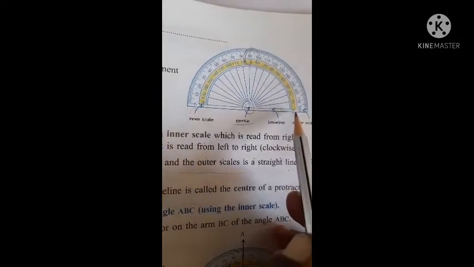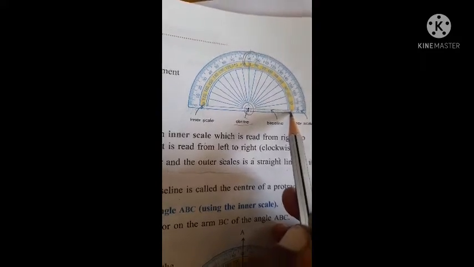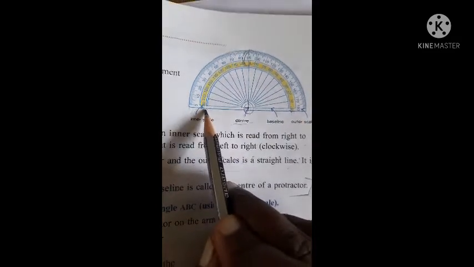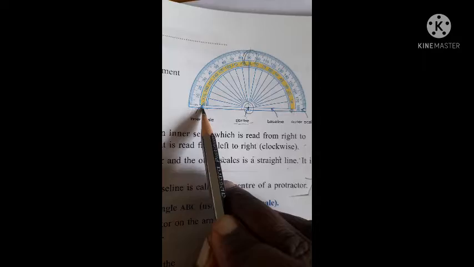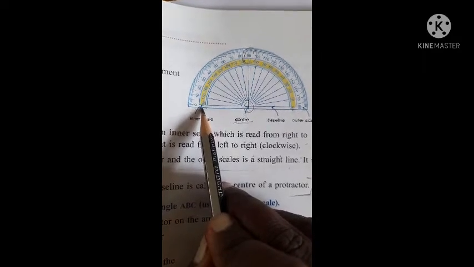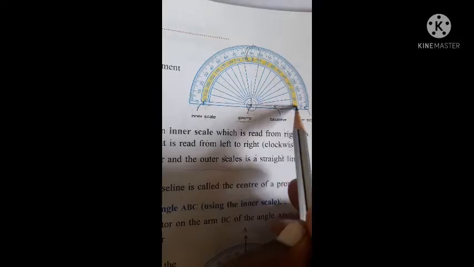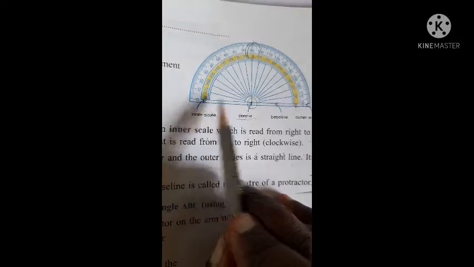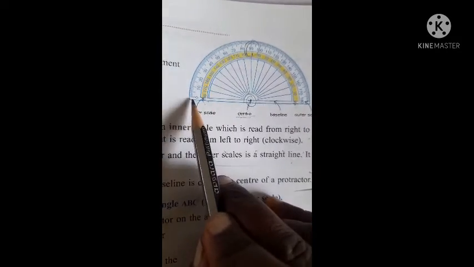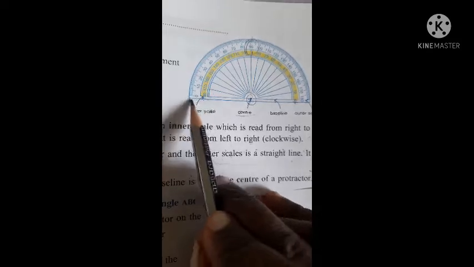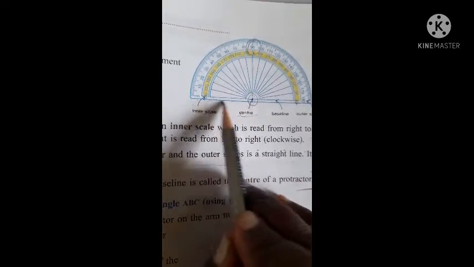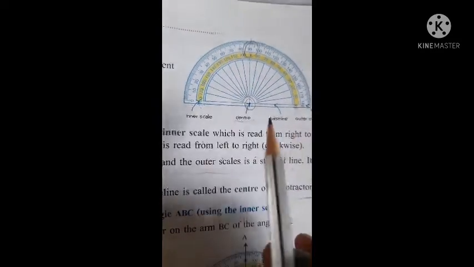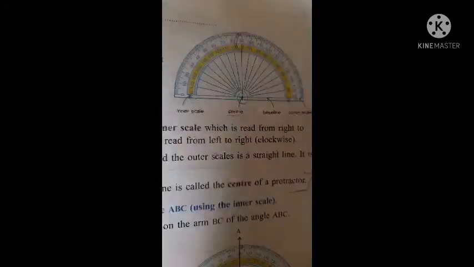Straight angle means, listen students, 0 to 180 degrees. If it measures 0 to 180 degrees, it's called a straight angle. See, it looks like a straight line on your protractor. So if it measures exactly 180 degrees, it's called a straight angle.